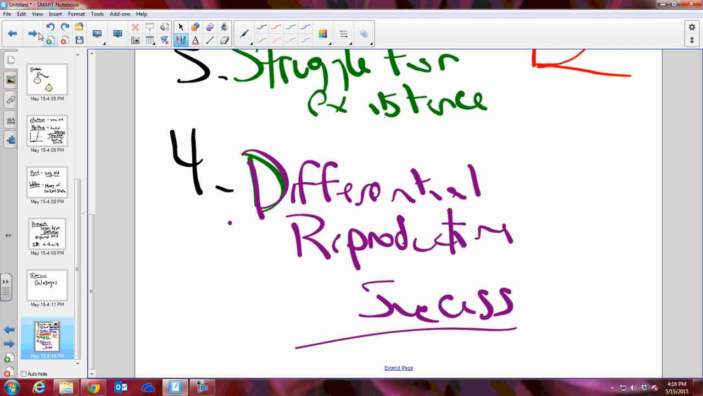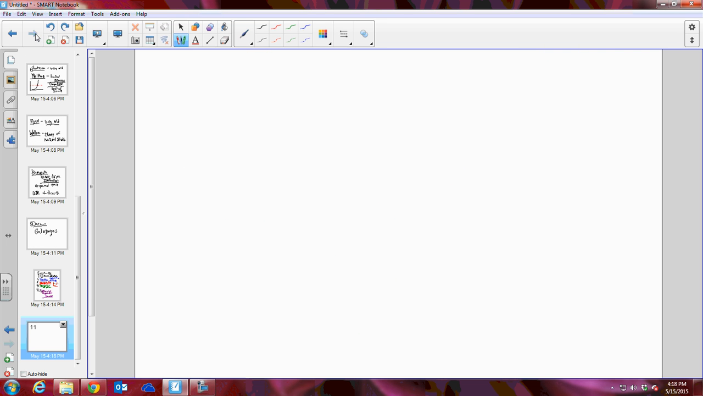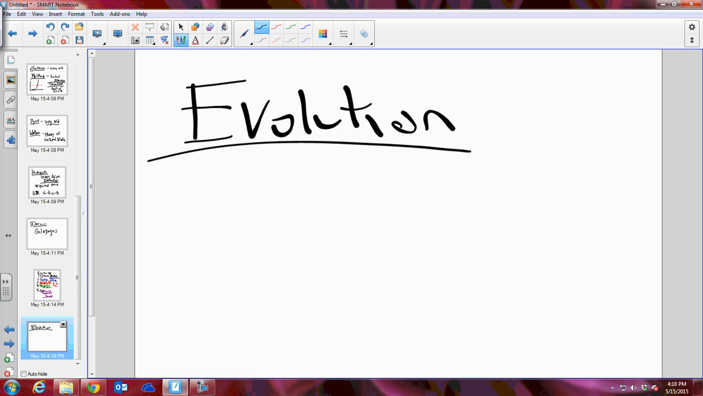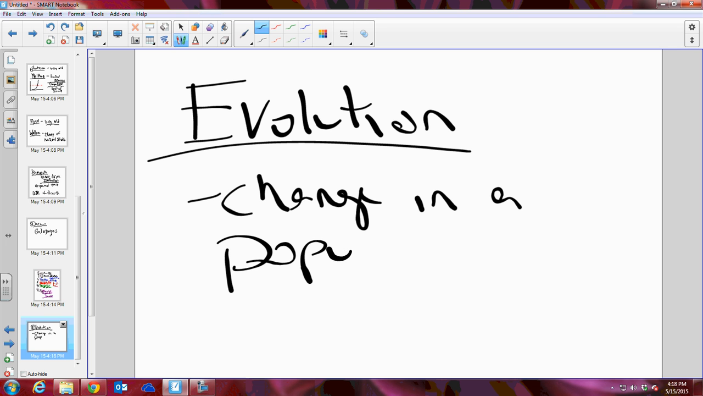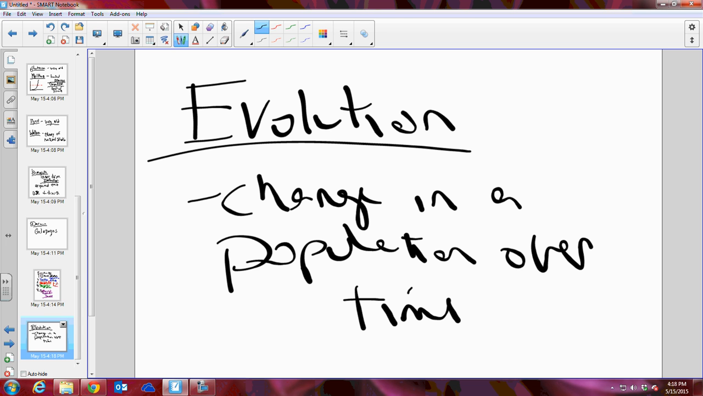Now, that gives us a good definition then for the word evolution. Evolution, simply put, is the change in a population over time. Now, we will get more specific on what that change is, because it has to do with gene frequencies, but the change in a population over time based on these principles of natural selection.